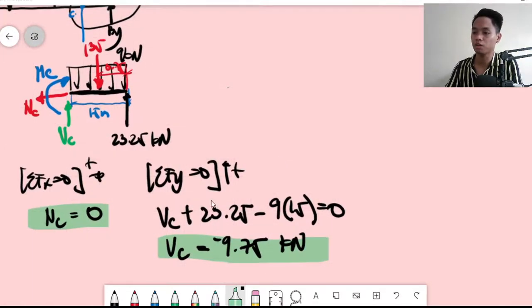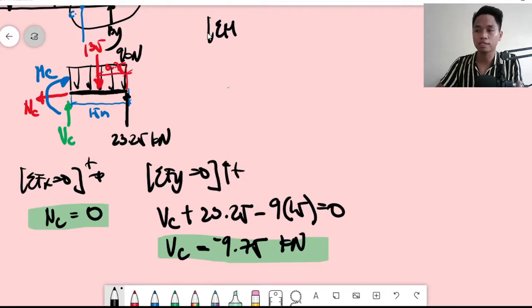Then, lastly, we're going to solve for the moment. So, obviously, we need to use summation of moments. Ako pag-ingon ganina, mag-moment ka kung asa ka nagputol. So, dire nagputol man ta ganina ni C. So, let's moment at C.